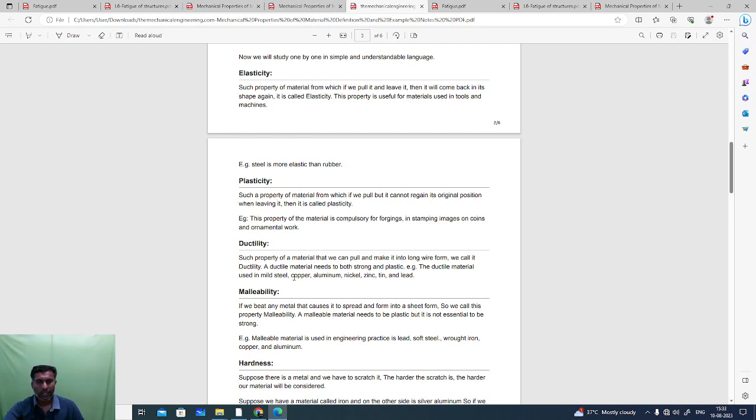Next one is ductility. Ductile materials are strong and plastic. Examples of ductile material: mild steel, copper, aluminium, nickel, zinc, tin, and lead. Malleability means the material can be rolled or hammered. For example, lead, soft steel, wrought iron, copper, or aluminium.